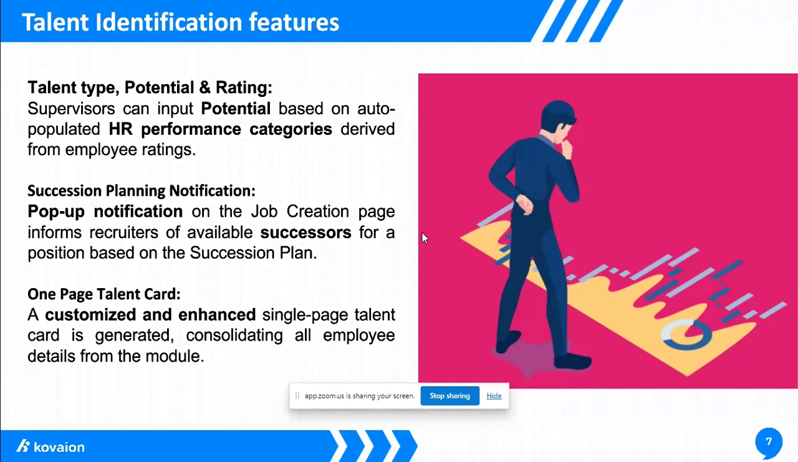Then we have introduced a one-page talent card. This talent card is basically a generated PDF file which will have the encapsulated details of the entire talent management of that particular employee. To simplify, we have developed a single page view that consolidates all relevant employee information into an easy to access format. The talent card provides a quick overview of the employee's performance, potential, and career progress, helping the supervisors and BHR make informed decisions quickly.